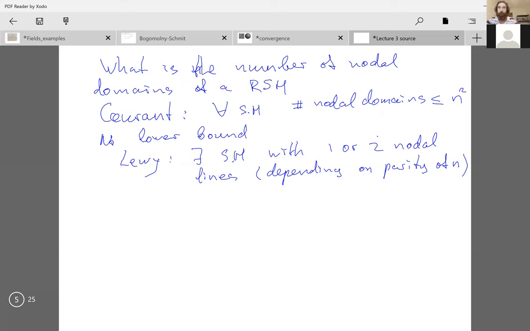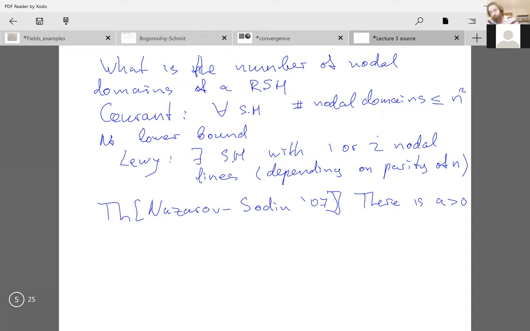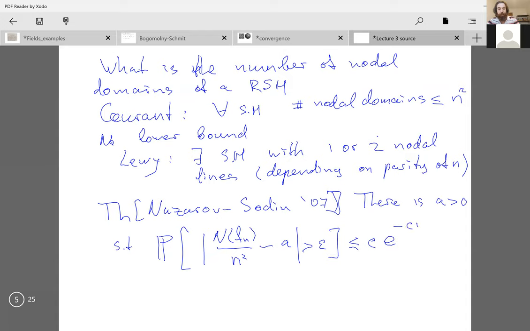And the main breakthrough happened in 2007 when Nazarov and Sodin proved the following theorem: there is some mysterious constant A, we only know that it's positive, such that if you look at the probability that the number of nodal domains of a spherical harmonic of degree n, rescaled by n squared, deviates from A by more than epsilon, it is bounded by some constant times e to the minus some other constant times n.